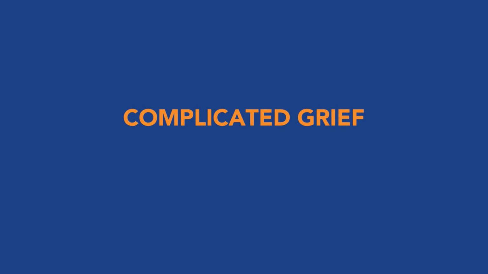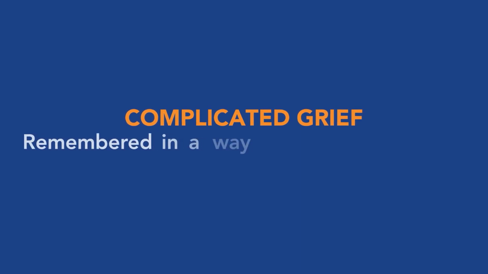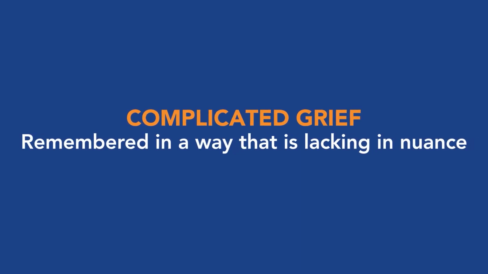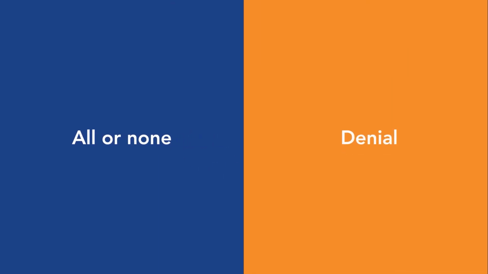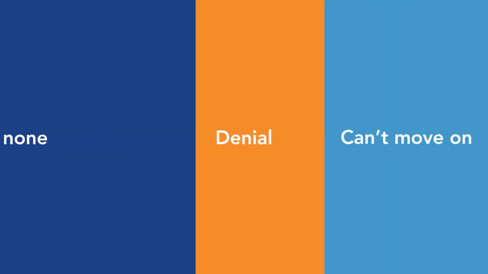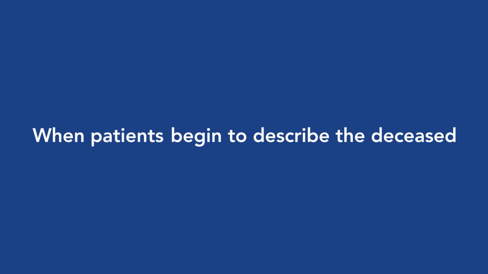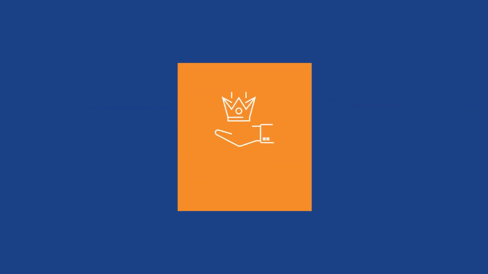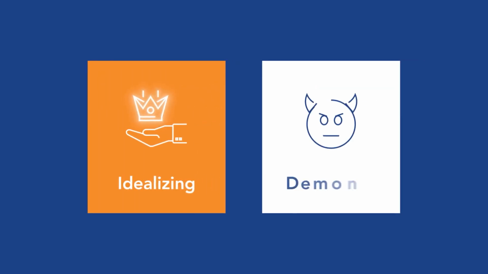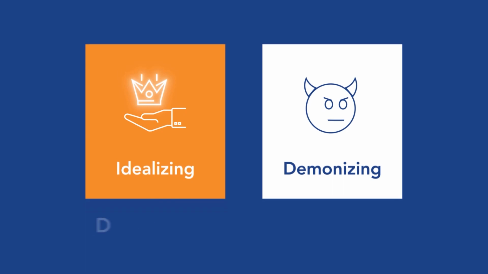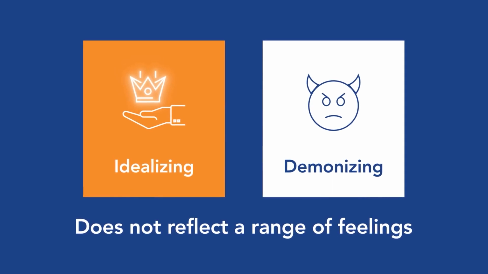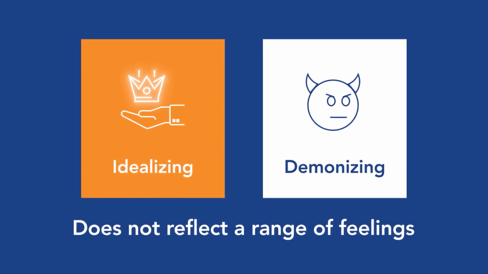Patients who experience complicated grief often remember the deceased person and the circumstances around the death in a way that is lacking in nuance. You may hear all or none thinking, denial that the loss mattered, or conversely that it has made it impossible for the person to move forward. When patients begin to describe the deceased, their description may seem one-sided, either idealizing, or less commonly, demonizing the deceased. It is rare that this realistically reflects the range of feelings the patient felt toward the person.